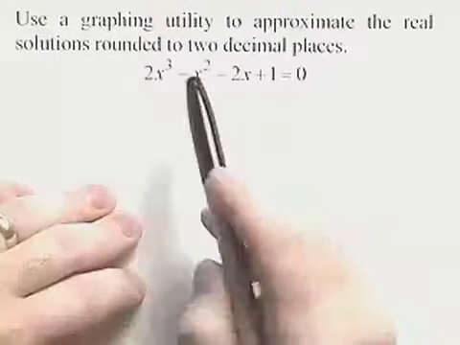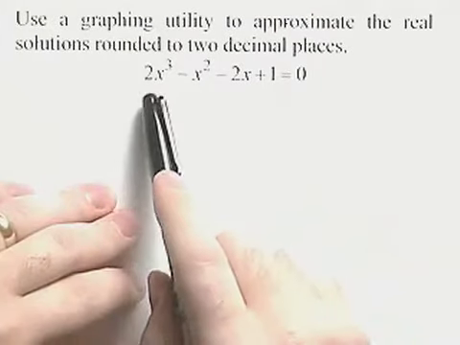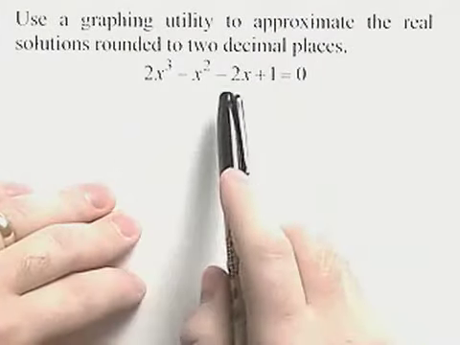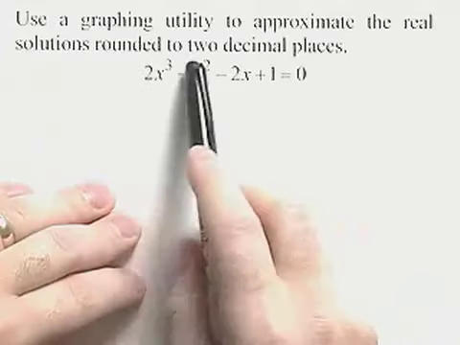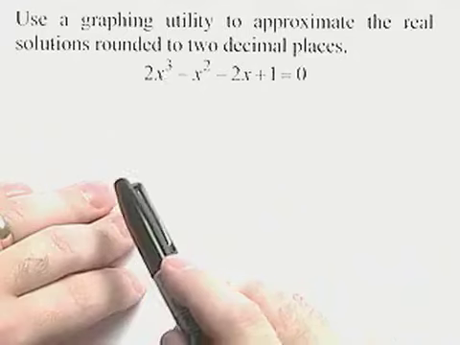Here we're asked to find the real solutions for an equation using a graphing utility. We want to find the real solutions to 2x cubed minus x squared minus 2x plus 1 is equal to 0. And we'll round our solutions to 2 decimal places.